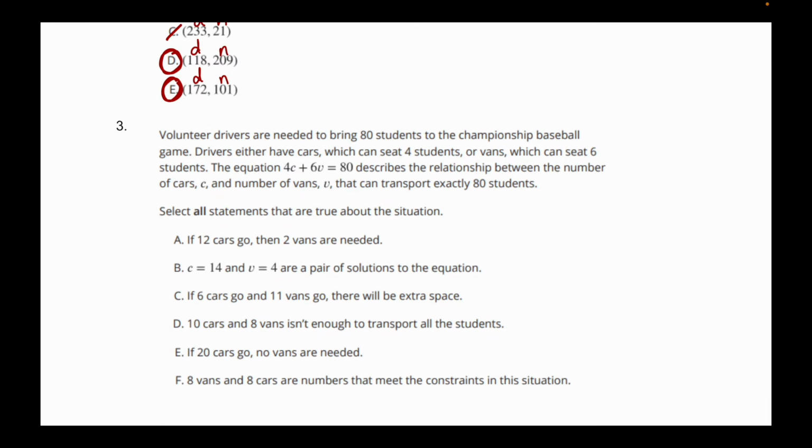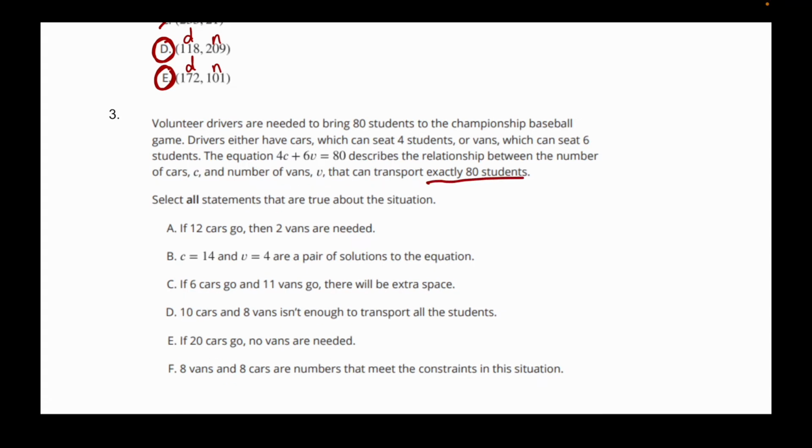We have volunteer drivers that are needed to bring 80 students to the championship baseball game. Drivers either have cars, which can seat 4, or vans, which can seat 6. The equation 4C plus 6V equals 80 describes the relationship between the number of cars, which is C, and the number of vans, which is V, that can transport exactly 80 students. So this is exactly 80. And they said cars was C, vans was V. And we want to select all statements that are true about the situation.